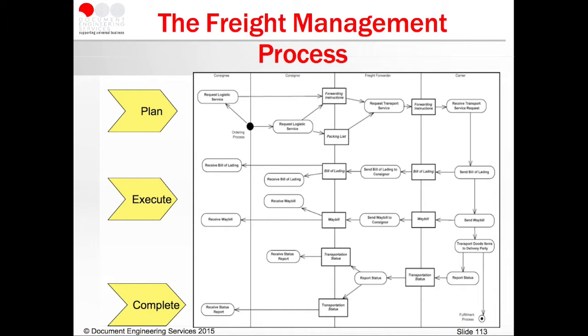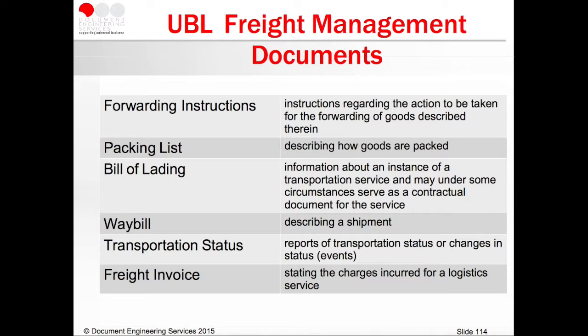The activity diagram here, you can see, is fairly complicated, but there are 4 swim lanes: consignee, consignor, freight forwarder and carrier, demonstrating a typical process. So anyone who's been involved in international freight will recognize some of these document types: forwarding instructions, packing lists, bills of lading and waybill, transportation status and freight invoice. So these are things which you would expect to see in an international shipping process, and UBL provides XML schema for all of those.